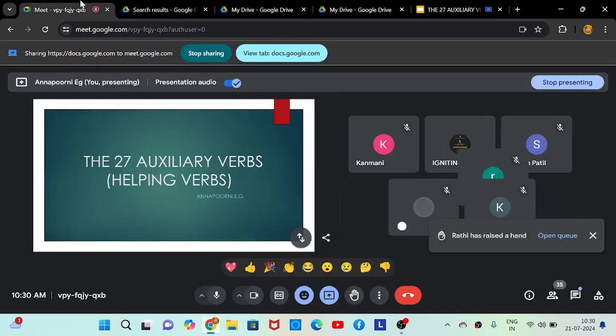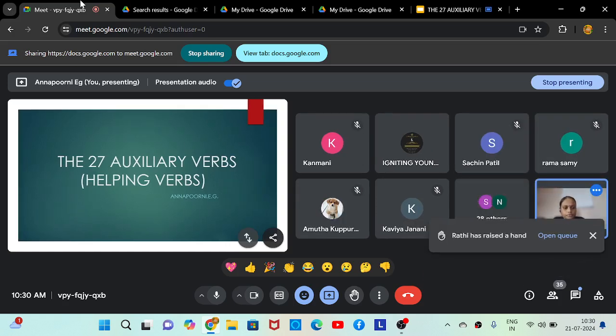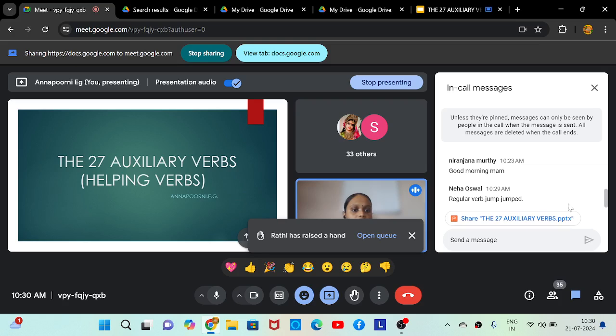Can you just comment in the chat box? How many of you know what helping verbs are? If you don't know the meaning, that's fine.